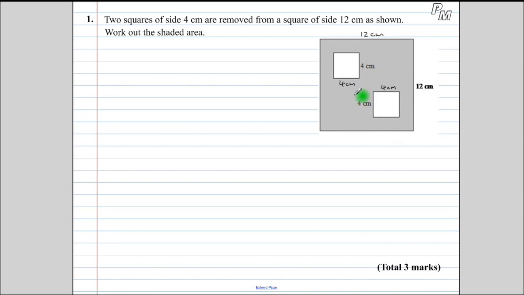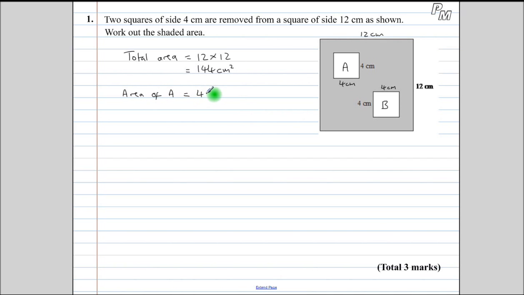So if I ever want to work out a shaded area, the general method is to find the area of the whole shape and then subtract the areas of the parts that I don't want. So if I call that A and that B, I can do 3 calculations at the side here. I can do the total area, which is the area of this big square, and that's going to be 12 multiplied by 12, which is 144 centimeters squared.